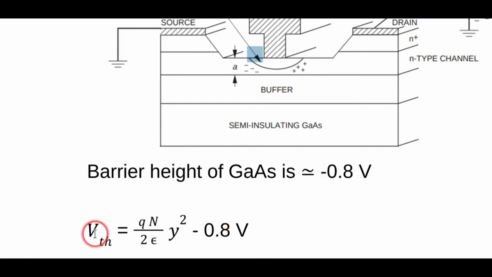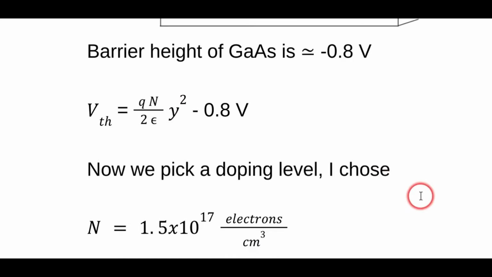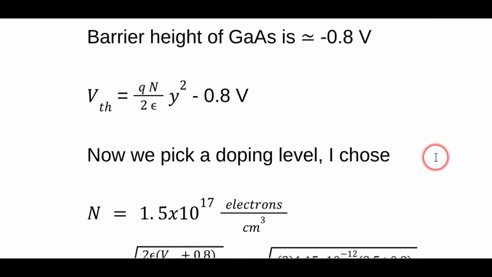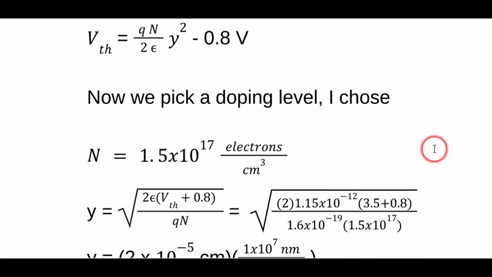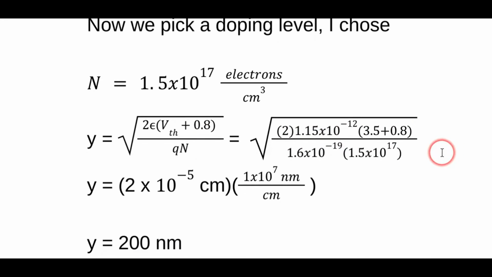So now we can calculate our threshold voltage. So we solve here, and I chose an electron doping level of 1.5 times 10 to the 17th. That's a very reasonable number you would see in gallium arsenide MESFETs. All right, so we solve for Y, and we get, now the VTH came from the customer, right? They gave us that number that they wanted. They wanted a threshold voltage of 3.5. Here we had to account for our Schottky barrier voltage, and then we plugged in the rest of our numbers, and we get 200 nanometers.